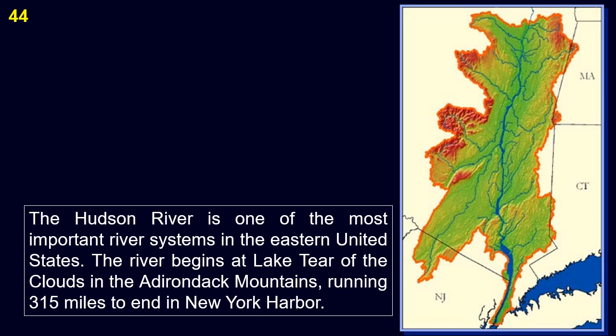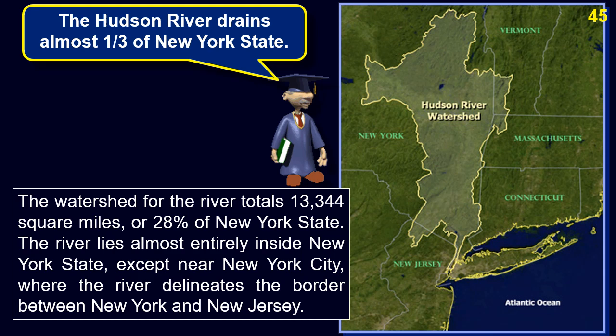The river begins at Lake Tear of the Clouds in the Adirondack Mountains, running 315 miles to end in New York Harbor. The watershed for the river totals 13,344 square miles, or 28% of New York State. The river lies almost entirely inside New York State, except near New York City, where the river delineates the border between New York and New Jersey.